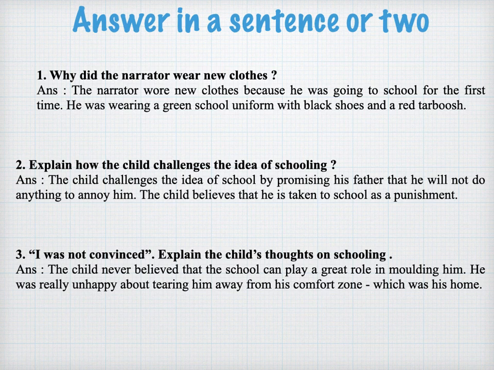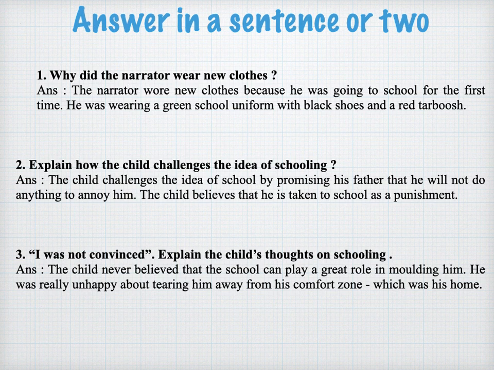Question number two: Explain how the child challenges the idea of schooling. The child challenges the idea of school by promising his father that he will not do anything to annoy him. The child believes that he is taken to school as a punishment. Question number three: "I was not convinced." Explain the child's thoughts on schooling.